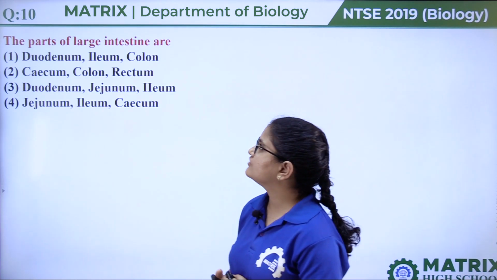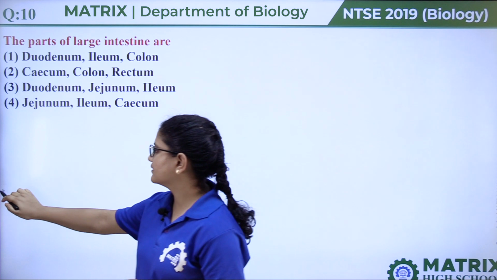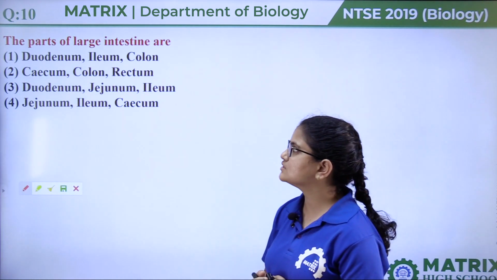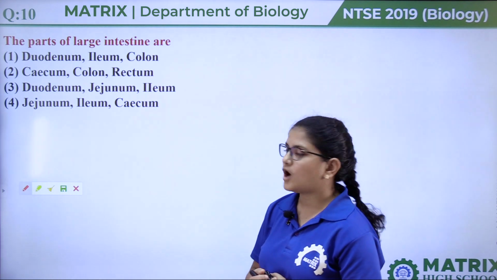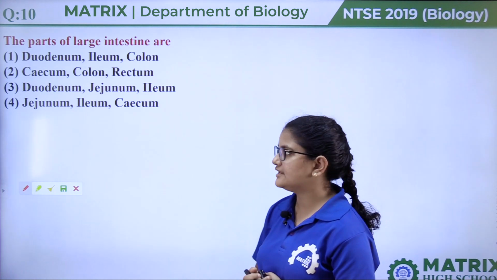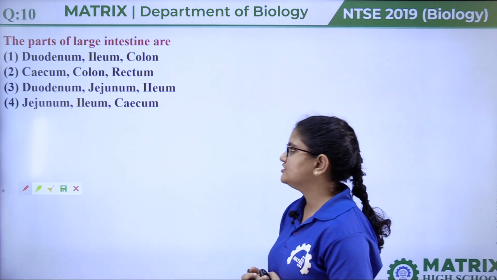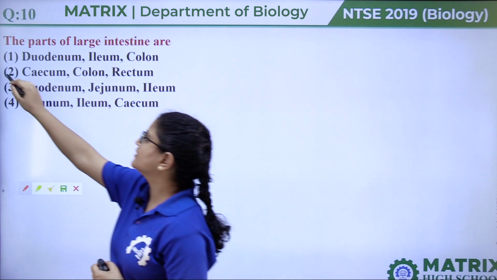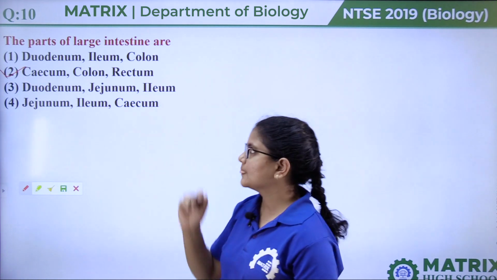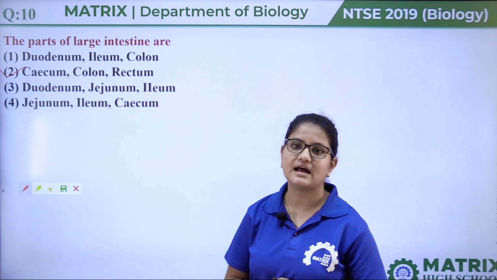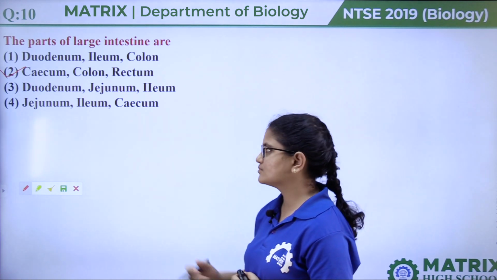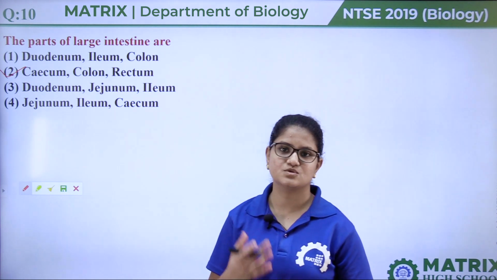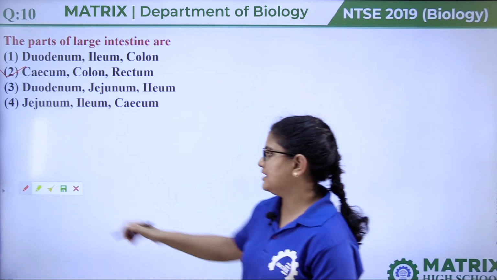The parts of large intestine are option 1, duodenum, ileum, colon, option 2, cecum, colon, rectum, option 3, duodenum, jejunum, ileum, and option 4, jejunum, ileum, cecum. So its answer is cecum, colon, rectum, option 2. Duodenum, jejunum, and ileum are the parts of small intestine. Basically, the main function of large intestine is to absorb water and minerals.